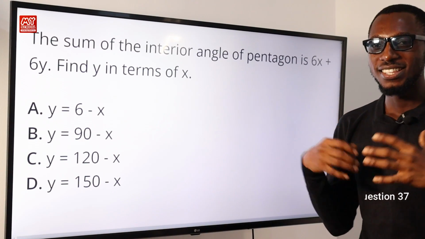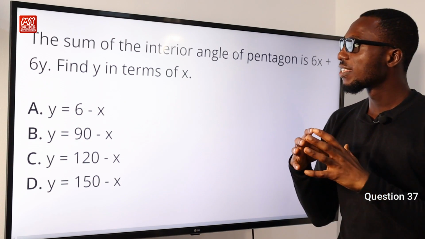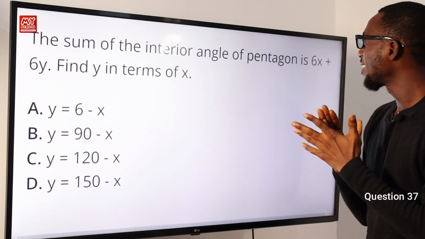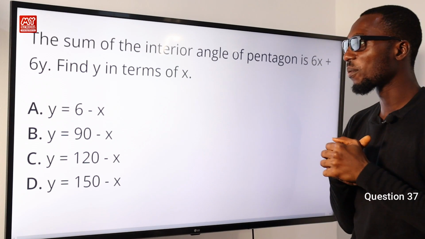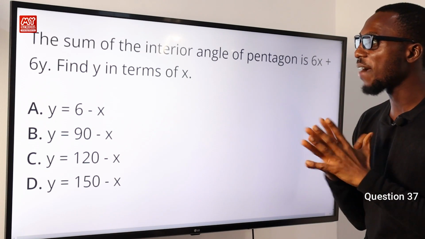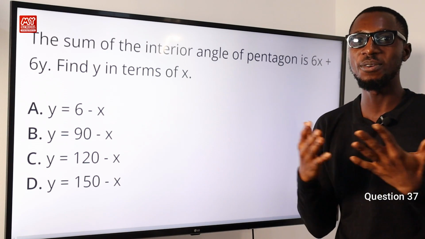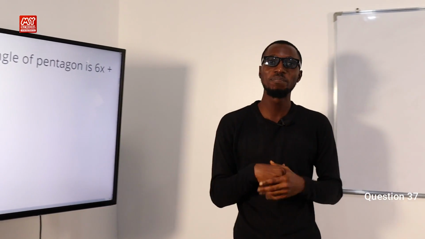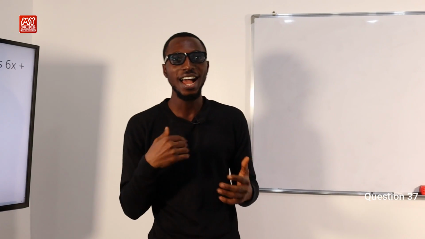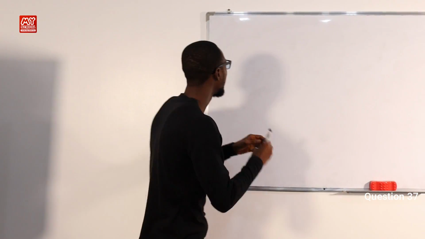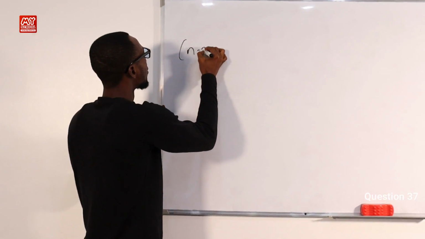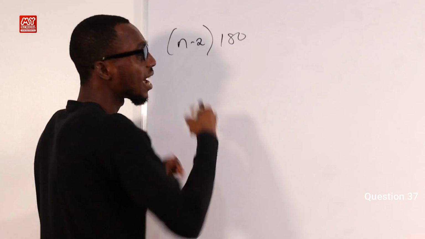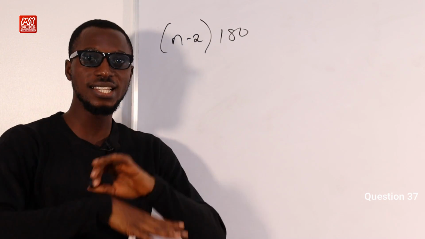Question 37. The sum of the interior angle of a pentagon is 6x plus 6y. Okay, 6x plus 6y. Find y in terms of x. So just remember that the sum of interior angle, okay, for a pentagon is 540. How do we know that? Sum of interior angle is n minus 2, okay, into brackets 180. Pentagon, that is 5 sides. Hexagon, that is 6 sides.